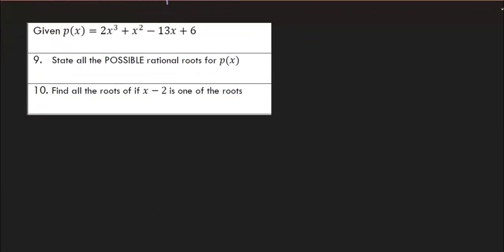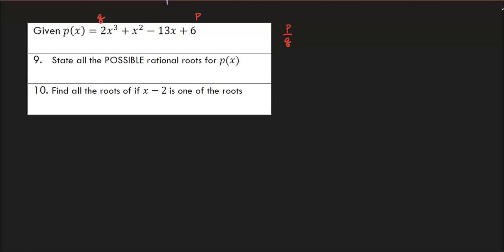Okay. Here's a polynomial function. State all the possible rational roots of P of x. Now, we have to use p over q. Is it p over q or q over p, Lachlan? For possible rational roots, p over q or q over p? I think it's p over q. P over q. Okay, so I think constant over the leading coefficient.